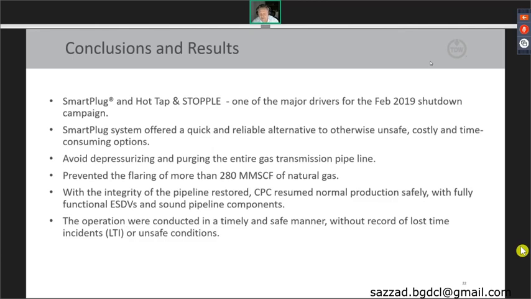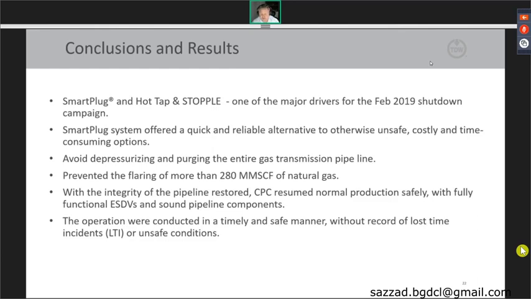The 36-inch offshore pipeline from Yunnan to Tungshao accounts for a considerable share of Taiwan's gas supply. For this reason, it was critical that the shutdown period be kept to a minimum and the isolation of the pipeline be accomplished without delay or complications. Smart plug technology allowed the operator to avoid depressurization and purging of the entire gas transmission pipeline, which prevented the flaring of more than 280 million scf of natural gas.